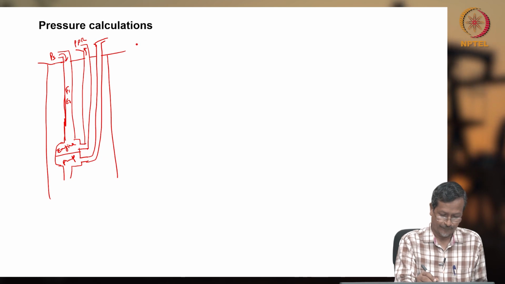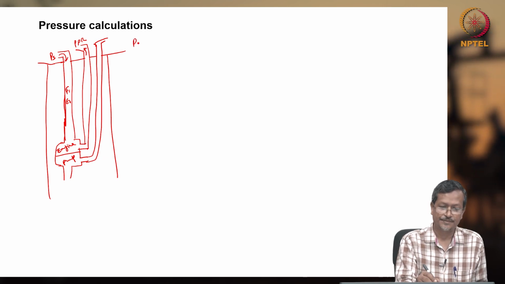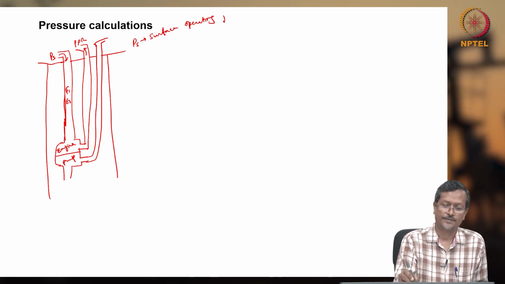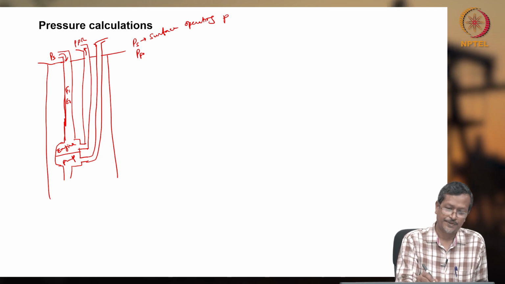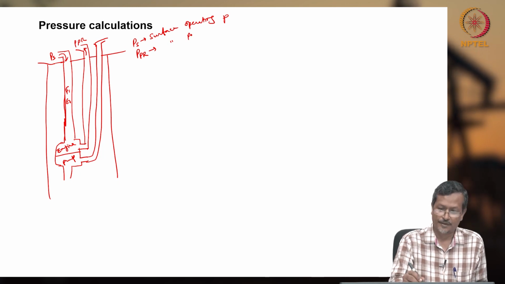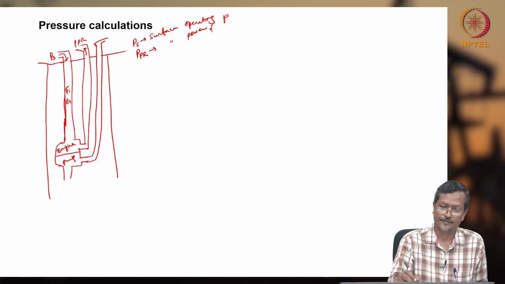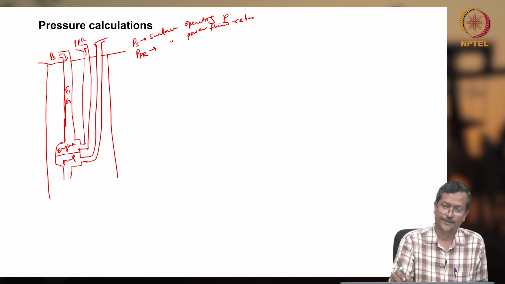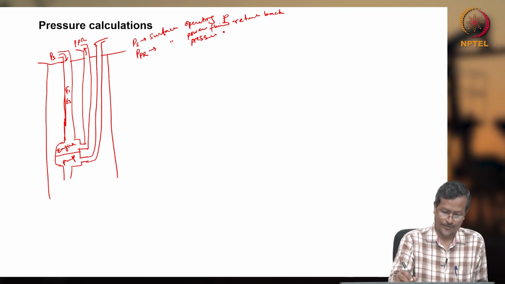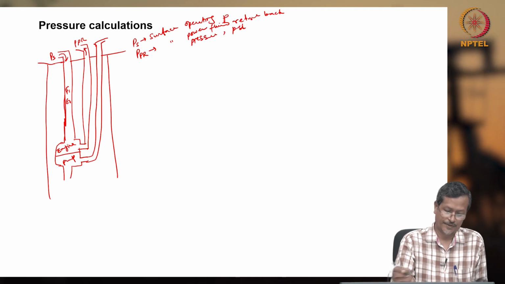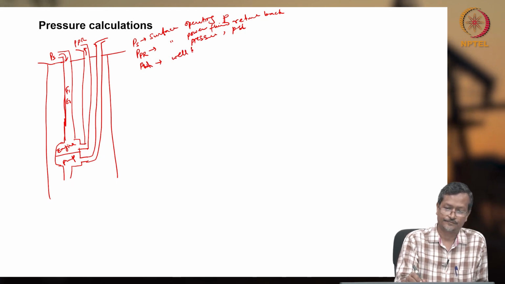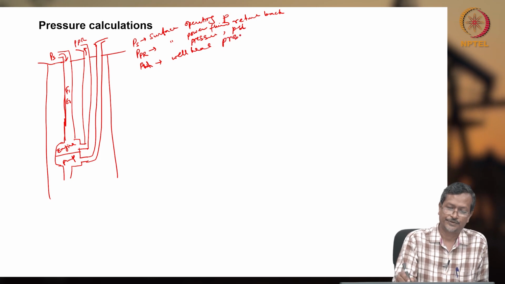So PS is the surface operating pressure. PPR is the surface power fluid return back pressure. PSI, all the units will be the same unit, I am assuming. PWH, wellhead pressure.